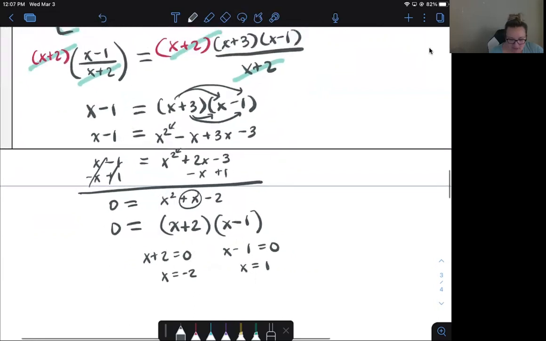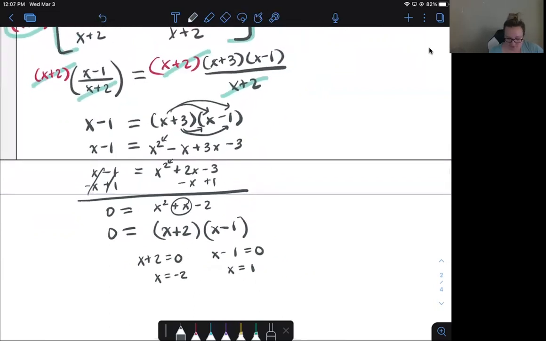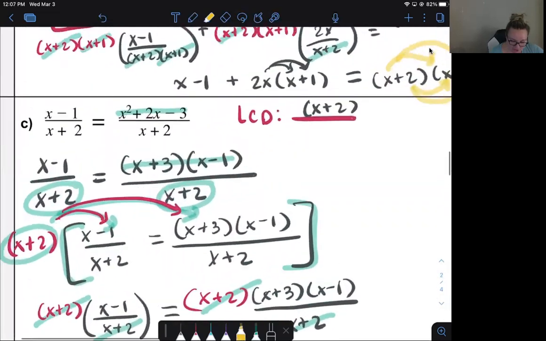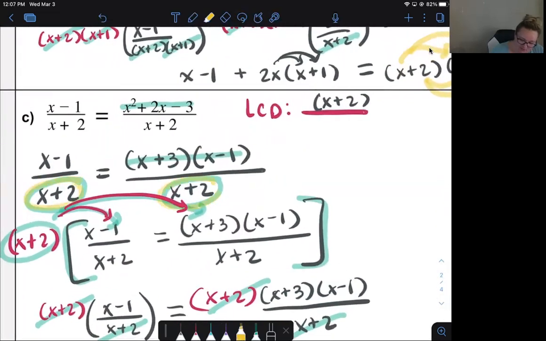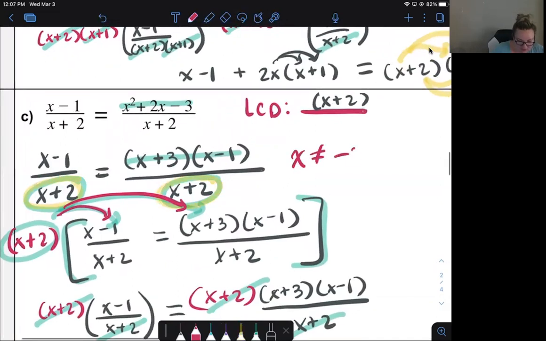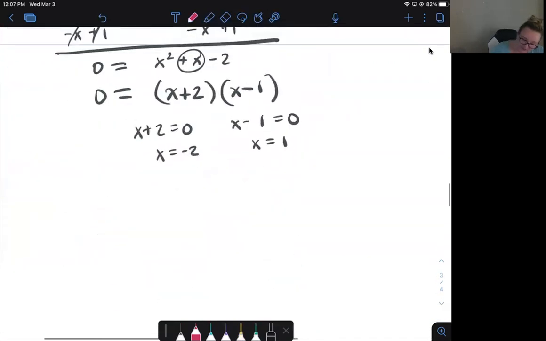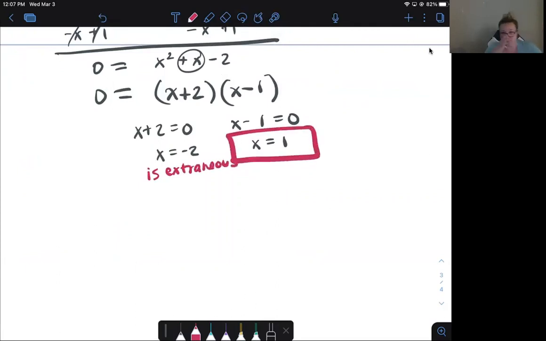So let's look back at what our restrictions would be, though, before we decide what our final answer is. So for my restrictions, I have x plus 2 and x plus 2 in both denominators. So x is not allowed to be negative 2. Thus, x equals negative 2 is extraneous. And our only solution is x equals 1.